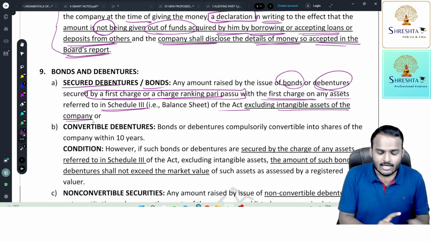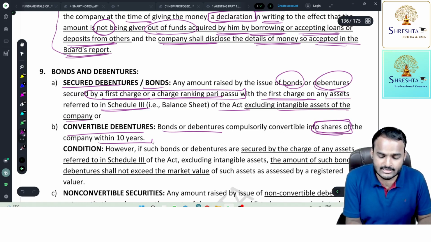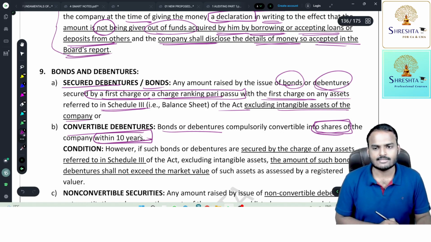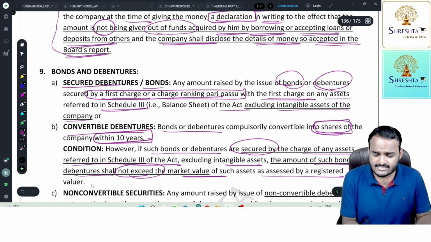B point. Convertible debentures, convertible bonds: bonds or debentures compulsorily convertible into shares of the company within 10 years. However, if such bonds or debentures are secured by the charge of any assets referred to in Schedule 3 of the Act, excluding intangible assets, the amount of such bonds or debentures shall not exceed the market value of assets as assessed by the registered valuer.